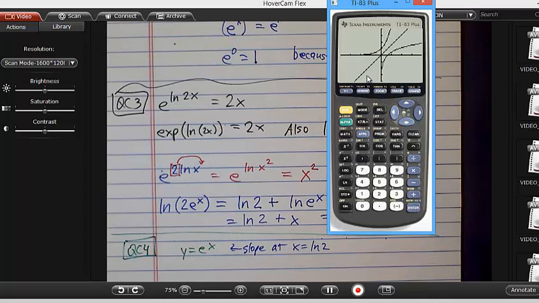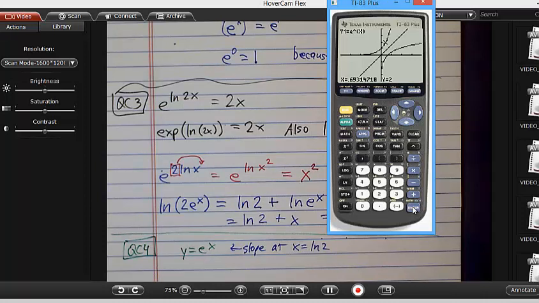Okay. So what I'm supposed to do here is put in, let's do this. Let's calculate the value at the natural log of 2. Natural log of 2. Let's see what the value is. Well, it says y equals 2. Actually, I should have known that, right? That's what we did on quick check 3.